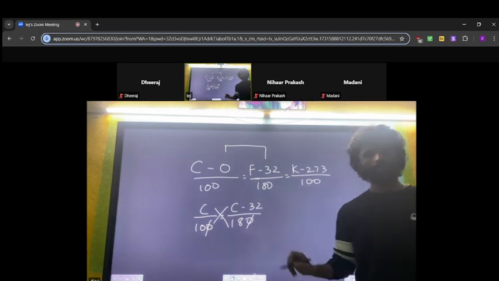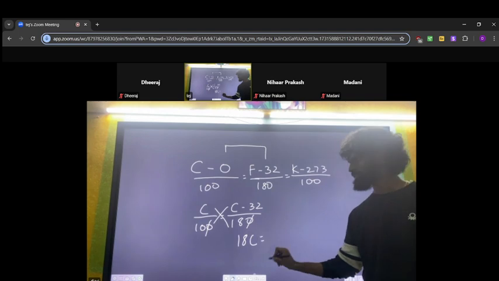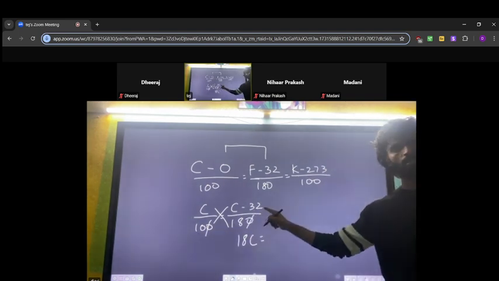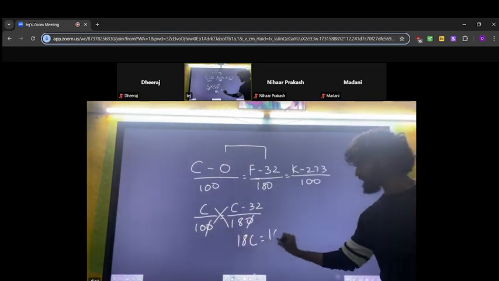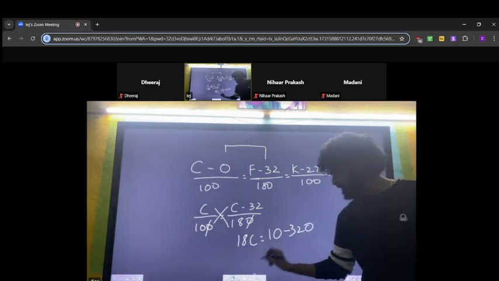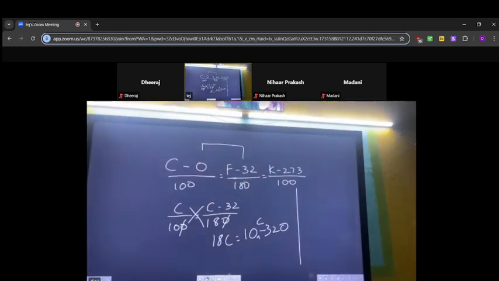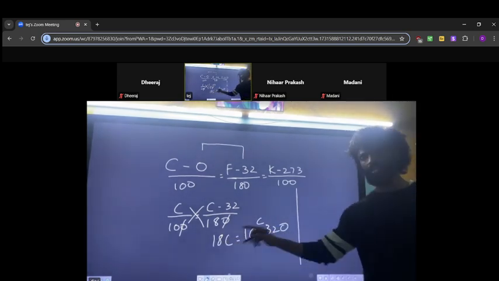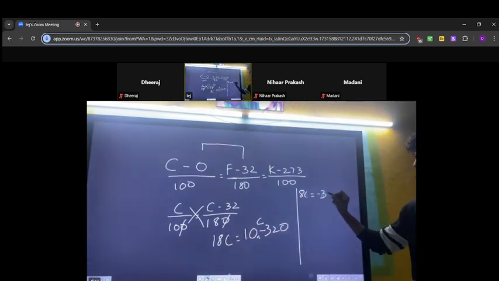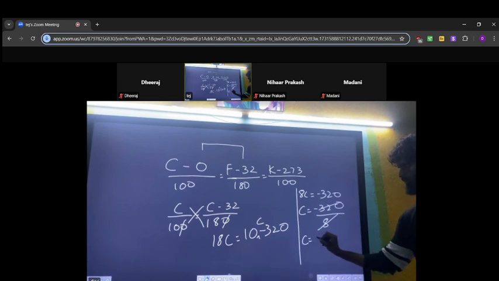Crisscross. So the 18 gets multiplied with this C. The answer is 18C equals the 10 gets multiplied with both the things on your RHS. So it becomes 10C minus 320. Got it? Now what can be done? Bring all the letters to one side, the numbers to the other side. Fine. So 18C minus 10C gives you 8C is equal to minus 320. Got it? So C will be equal to minus 320 divided by 8. Gets cancelled. C is equal to minus 40 degree Fahrenheit.